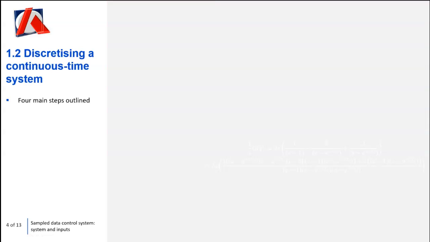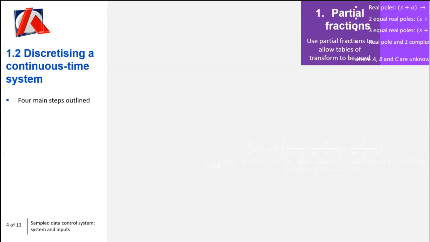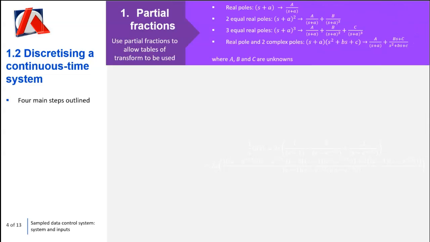So, discretizing a continuous time system. There are 4 main steps. The first step I spoke about: partial fractions. When we've got a transfer function that we can't directly use the tables of transforms on, what we have to do is break it down into partial fractions.